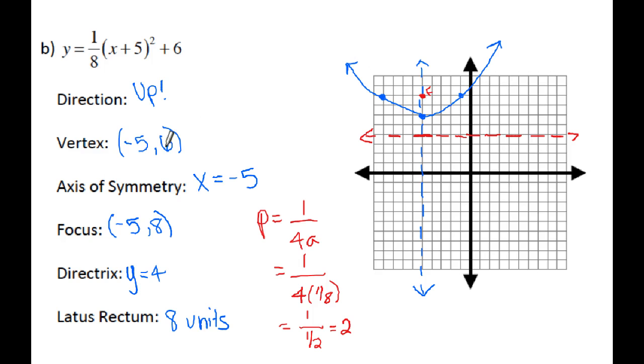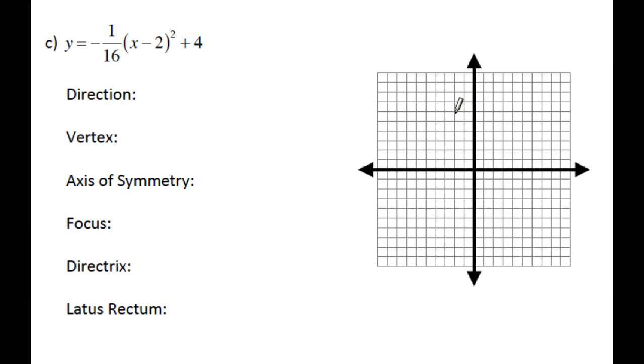So with day 1, we found these 3 pieces of information. For the second day, we're taking these pieces of information and creating the graph, and also incorporating the focus and the directrix. All right. This one, it is in standard form, so we're good with that. This parabola is opening down because this is negative.